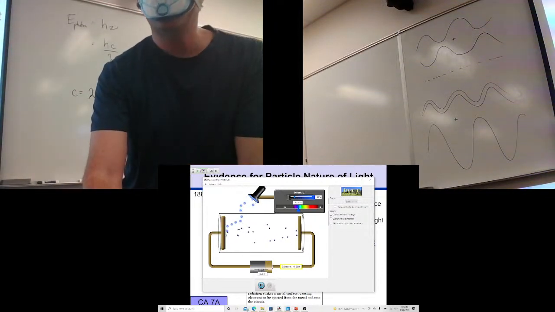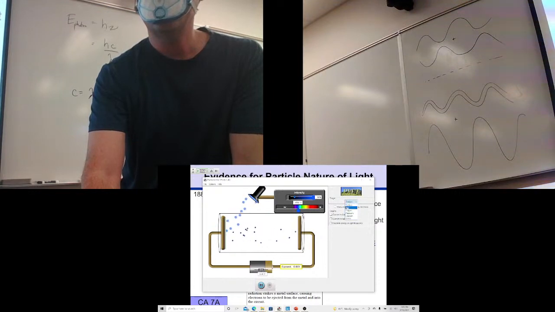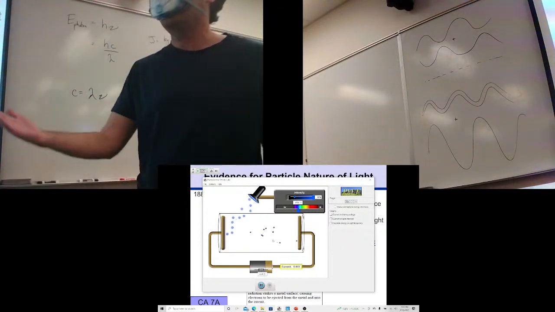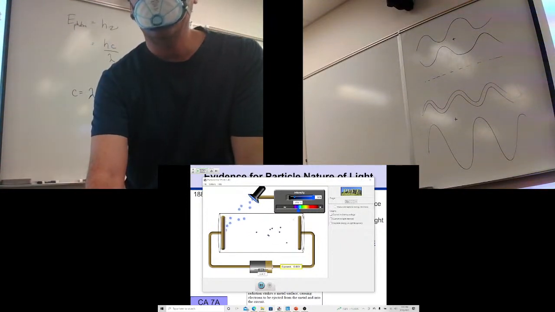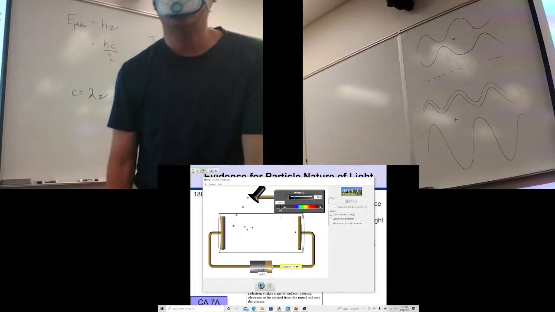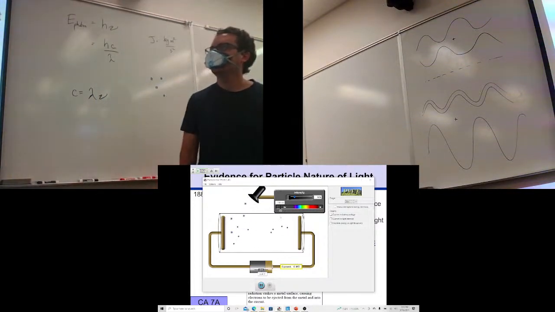If I change the metal to something like zinc, suddenly nothing's coming out anymore. I mean, there's the leftover electrons, but nothing's coming out. For zinc, I have to lower the wavelength even further. And now I'm in the UV region. Nothing's happening. I've got to go way down here before electrons come out.